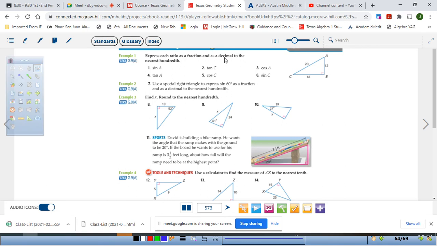This is from example 1. This stuff right here is example 2, a word problem basically. Example 3. Example 3 and example 2 are basically the same. Okay? This is just words.